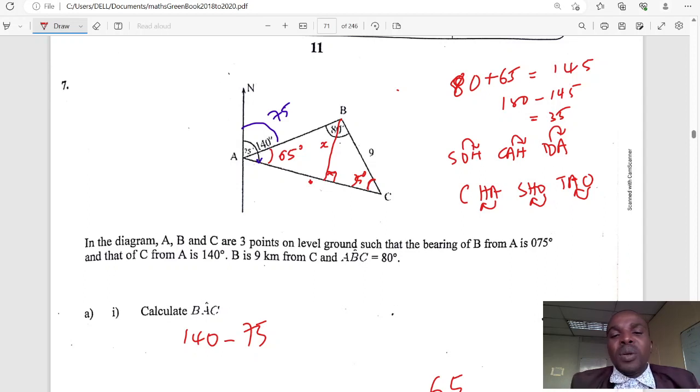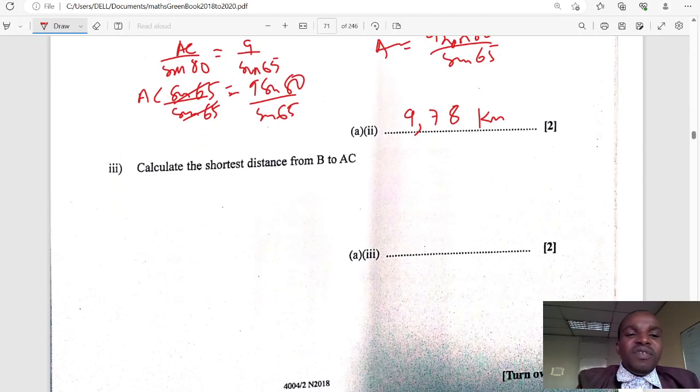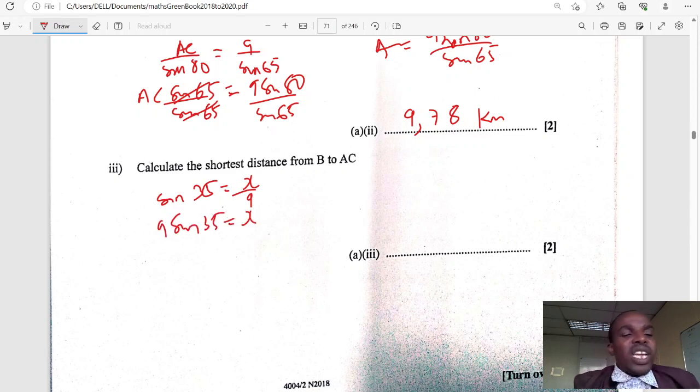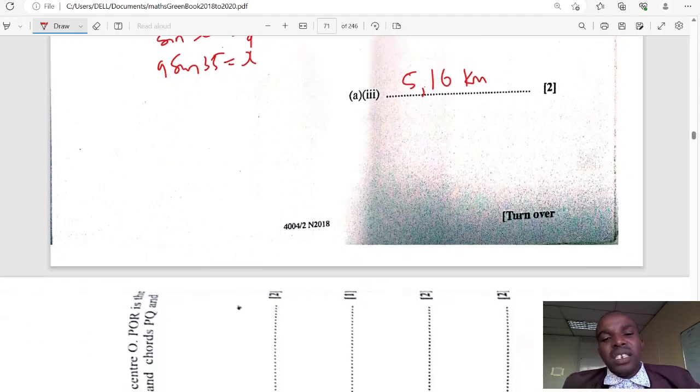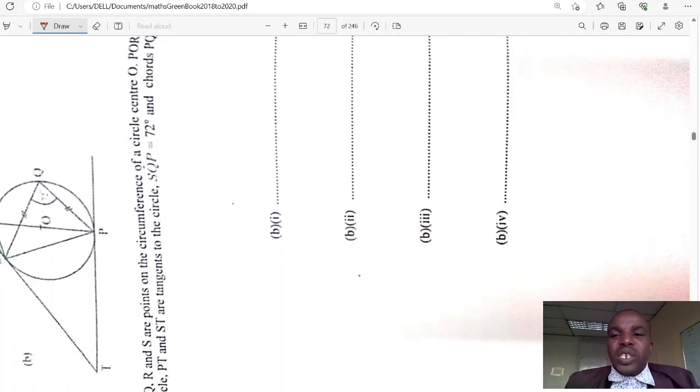So now our x is the opposite, then 9 is the hypotenuse. Opposite over hypotenuse is sine. So you can say sine 35 is equal to x over 9. Then you cross multiply. It will be 9 sine 35 is equal to x. So you can punch in your calculator 9 sine 35, which is 5.16. Done.